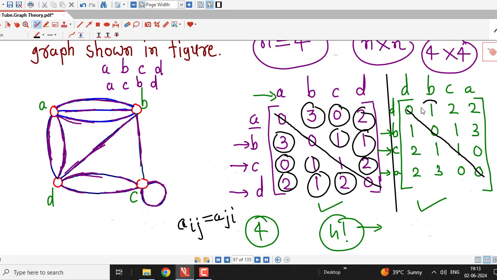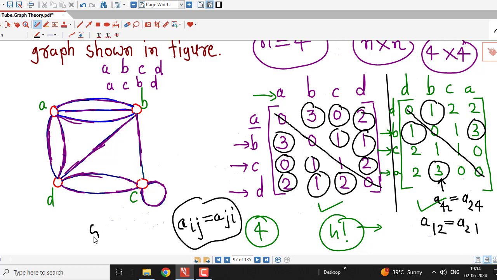This entry is nothing but the entry in first row and second column, and this entry is the entry in second row and first column. They are equal. Same thing for this. You can see this is the entry in second row and fourth column, and this is the entry in fourth row and second column. Both are equal. So the matrix which satisfies this condition is called a symmetric matrix.